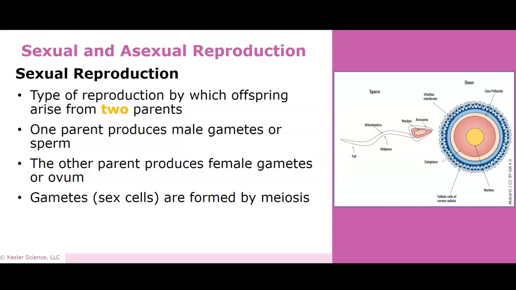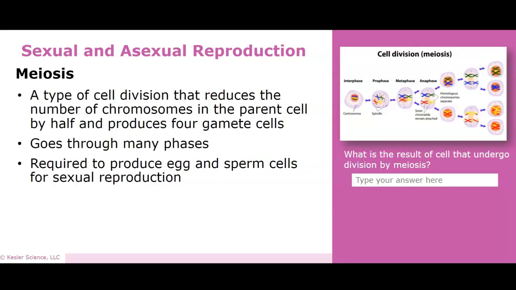So now we're going to talk about sexual reproduction. Sexual reproduction comes about because of two parents. One parent is the male and produces male gametes, or the sperm, and the other is the female that produces the female gametes, or the ovum. Gametes, the sex cells, are formed by meiosis. Asexual reproduction uses mitosis, but sexual reproduction uses meiosis.